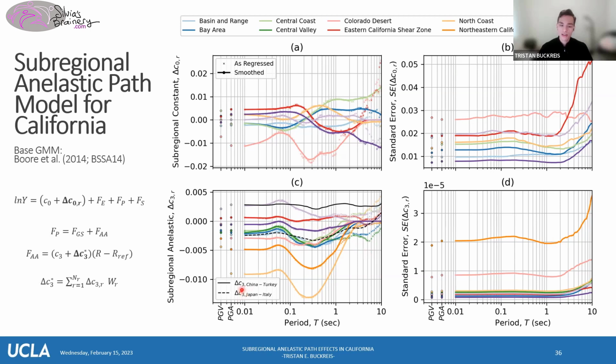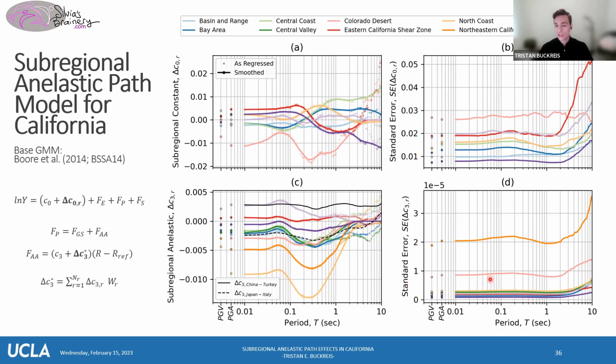I also have compared on here global values for China and Turkey in the solid black line and Japan and Italy in the dashed line. And we can see some values are similar, some values are orders of magnitude larger in absolute sense than those regional values, which again makes sense because these values are averaging over pretty large areas. So if we were to subdivide these regions, we'd probably see large scatter for China and Turkey and Japan and Italy, just like we see for California. But the average value is close to where these lines lie.